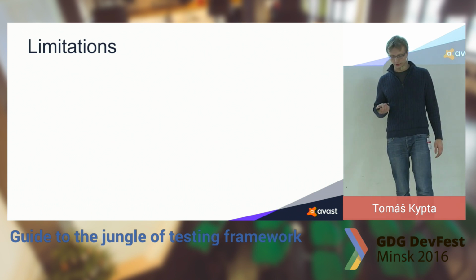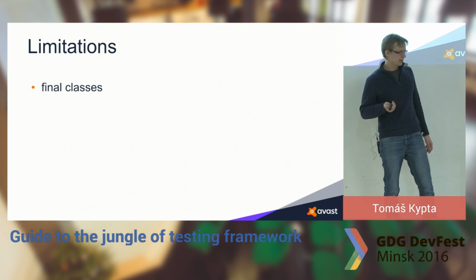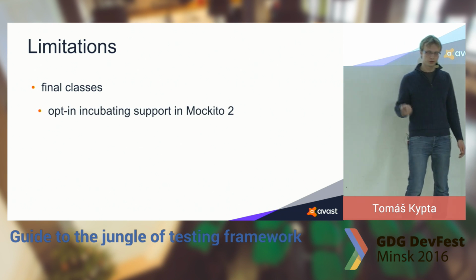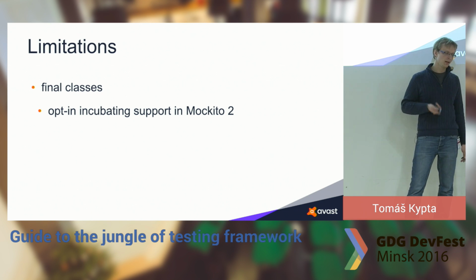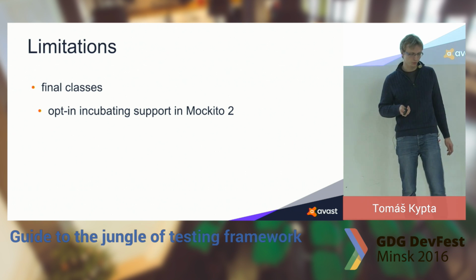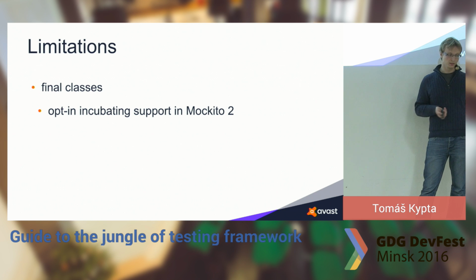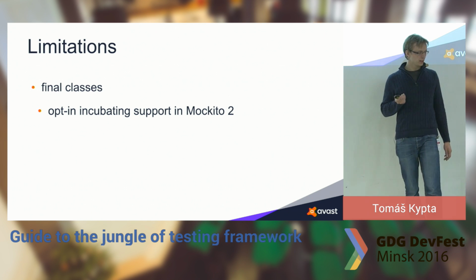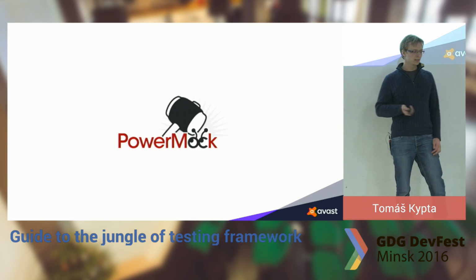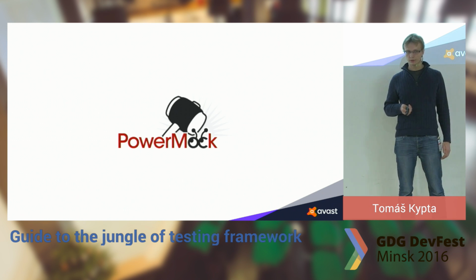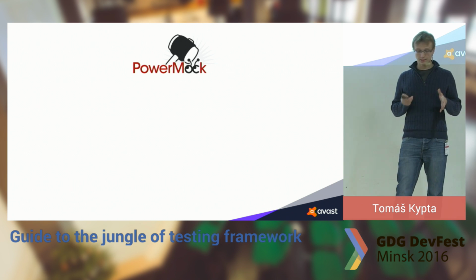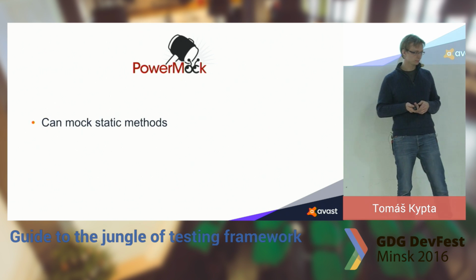There are some limitations, of course. It can't handle final classes, although there's some incubating support that you have to enable explicitly. I haven't tried it myself, but it's supposed to finally be able to mock final classes. It can't handle anonymous classes, primitive types, and static methods. For static methods, there is PowerMock. PowerMock is a mocking framework that's compatible with Mockito, and it's able to mock even static classes.